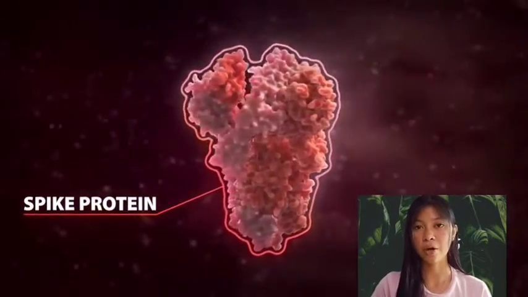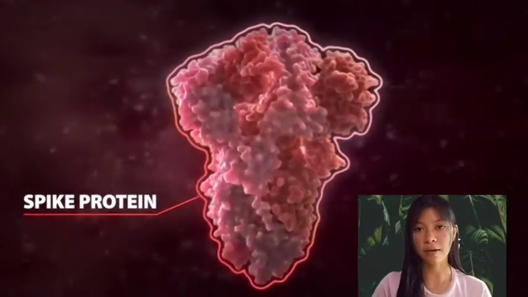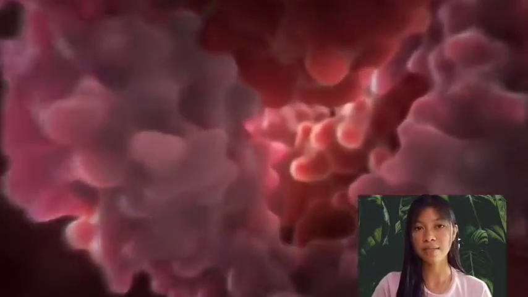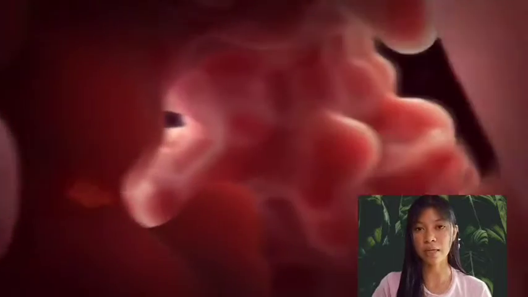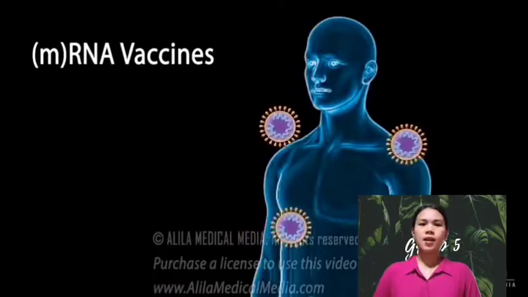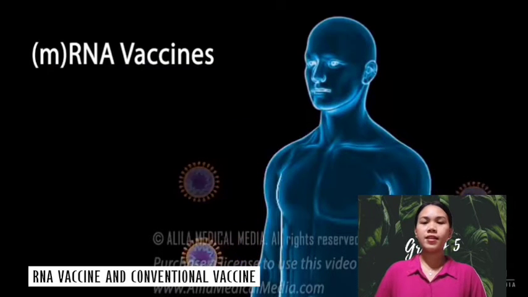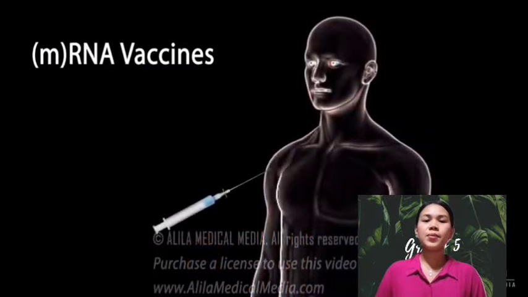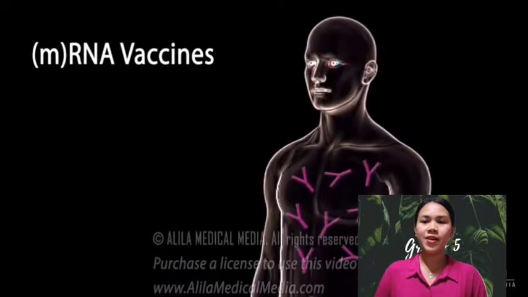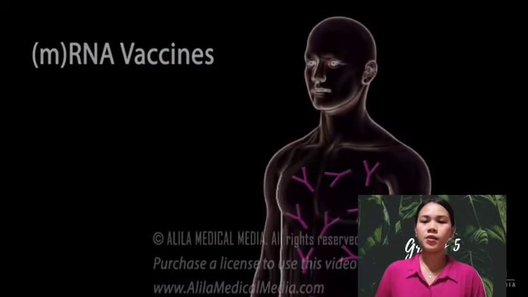Understanding the shape of the spike protein in COVID-19 is the key to figuring out how to target the virus and accelerate potential vaccines. RNA vaccines and conventional vaccines. The manufacturing process for RNA vaccines, if successfully developed and approved, may speed up the response to infectious disease outbreaks.